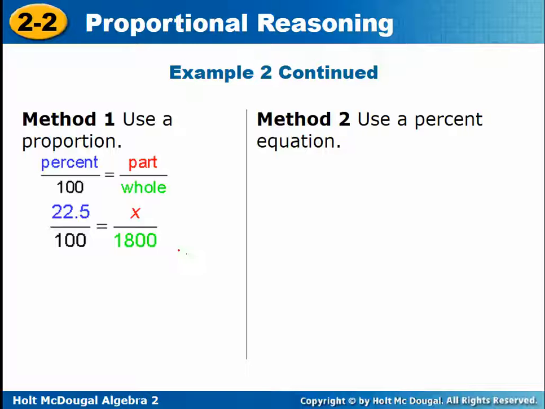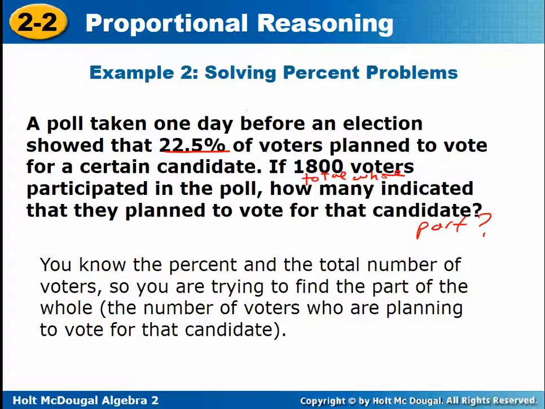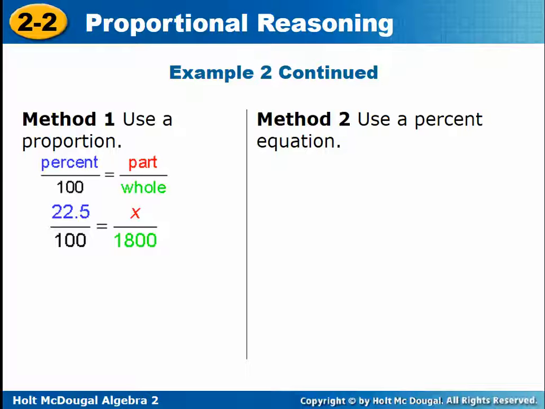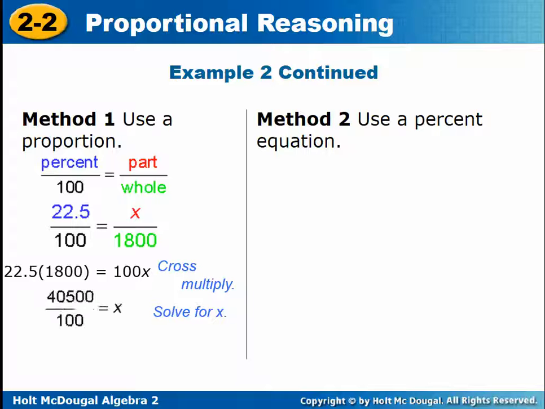The whole was the people who they polled, which is the 1,800. The voters, sorry. And we're looking for the part, so we put x there, and then we can solve this using cross products. So 22.5 times 1,800 equals 100 times x, or 40,500, and divide by 100 to get 405 would be those who voted for that candidate.